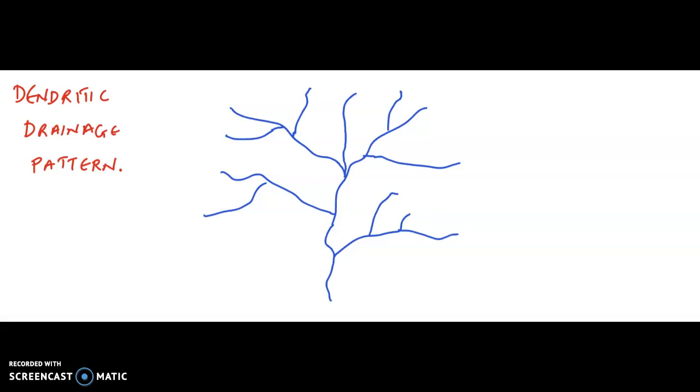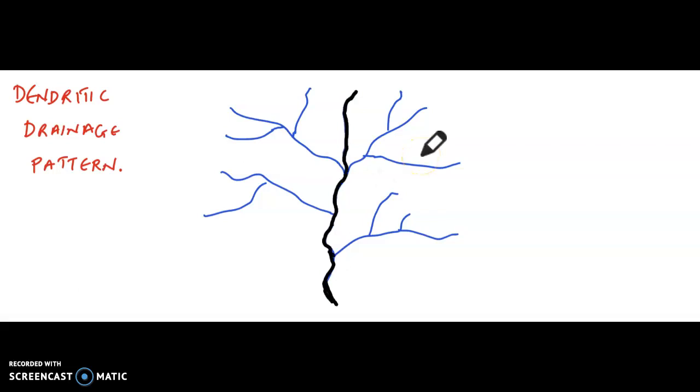Whenever we hear the term dendritic drainage patterns, we must bear in mind that the shape of this particular pattern from an aerial view would have a tree-like characteristic. As you can see, the streams are very, very branching in nature.